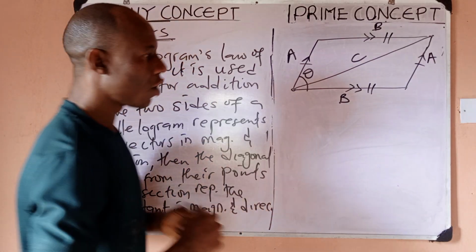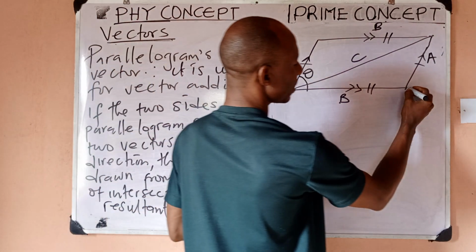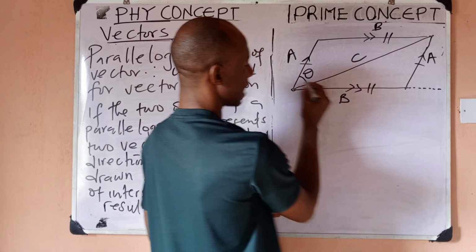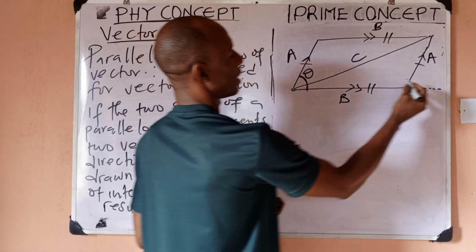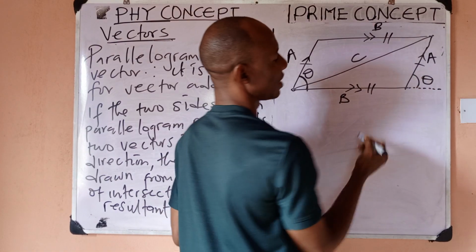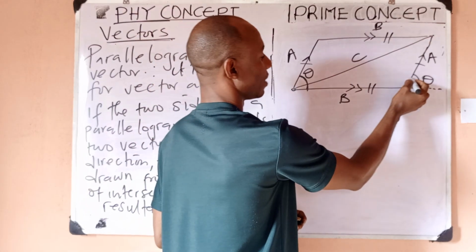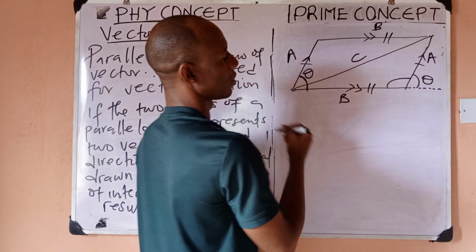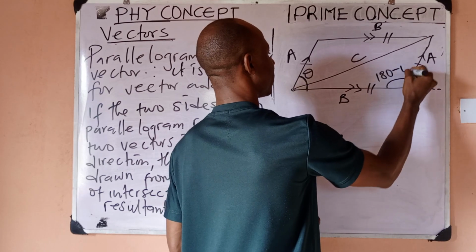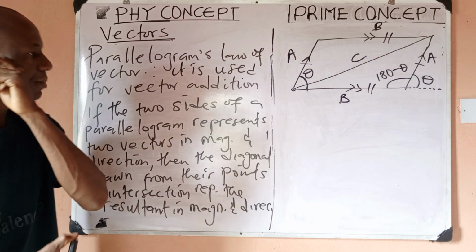Yes. Now, we can also see clearly that if I extend this line, if I produce this line, you would see that this angle, which is theta, is actually corresponding to this angle. So here would also be theta. And if this place is theta by corresponding angle, then I can get this angle. And this angle here is going to be 180 minus theta, because this is angle on a straight line. So that is going to be 180 minus theta.